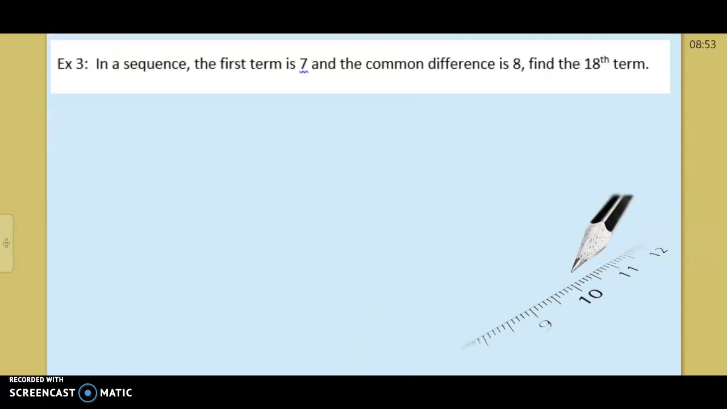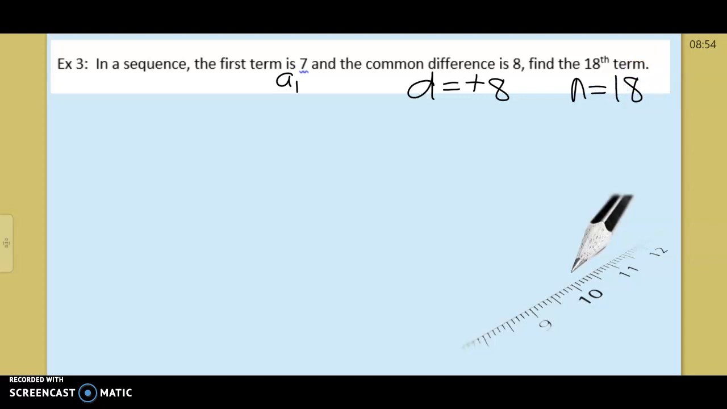In a sequence, the first term is 7. Let's label that A1. Or do you want to use a different letter for something fun? Want to use something different? Doesn't matter? All right. Common difference, positive 8. Nth term is 18. Okay?